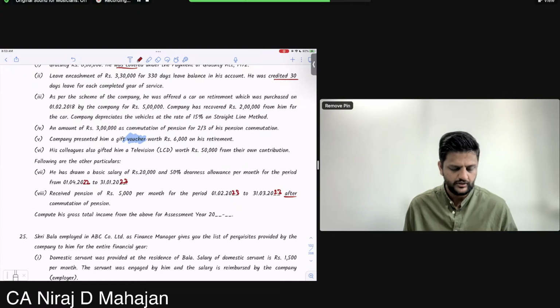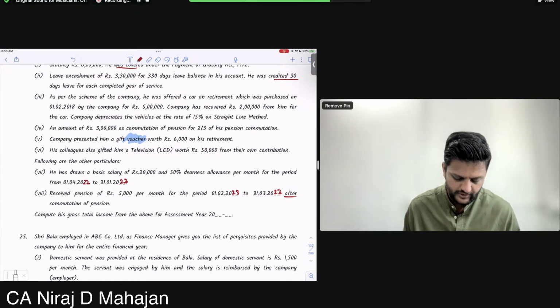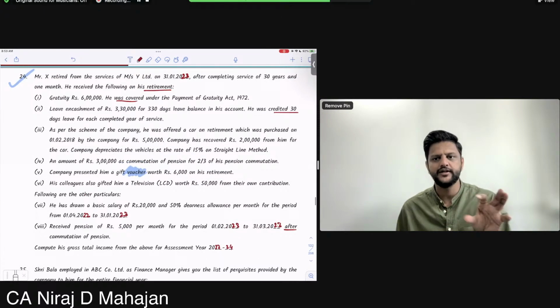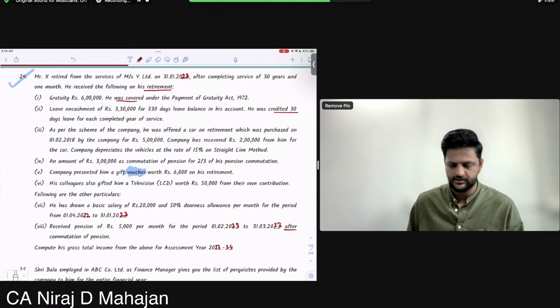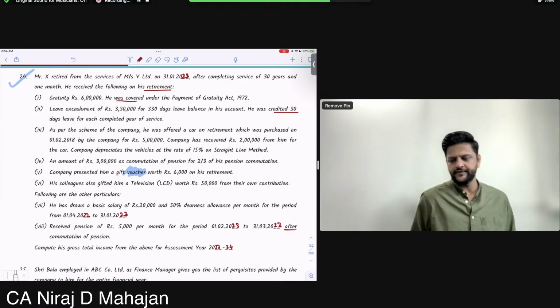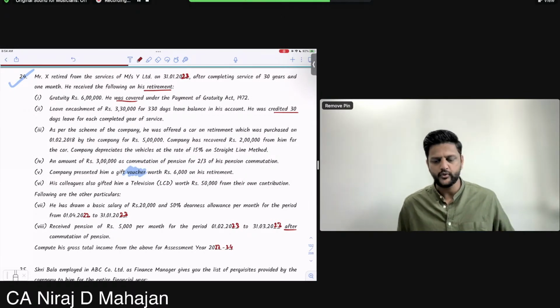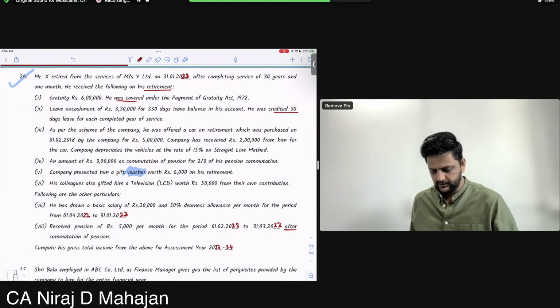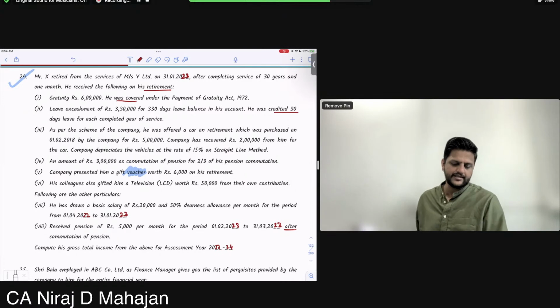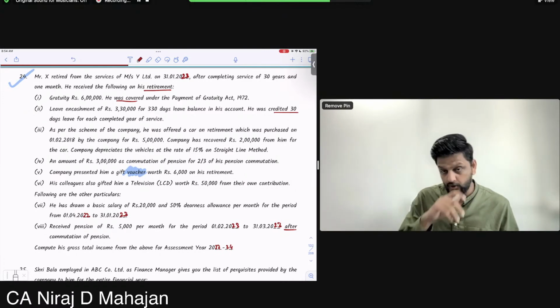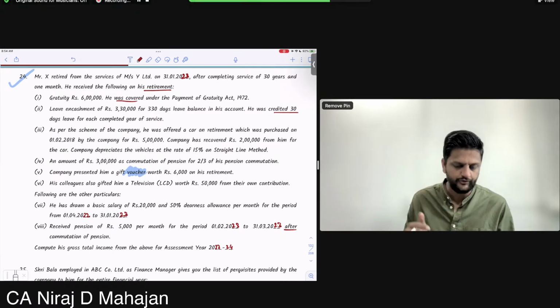After commutation of pension, compute gross total income for AY 23-24. Ready, everybody? You can expect this kind of question. It is a merger and mixture of a couple of questions, a couple of concepts: 71, 72 as well as 17(3). If a question is asked on this chapter entirely, then you can expect such questions. What is asked? Not just taxable, gross total income. Okay, all of you, let's start.